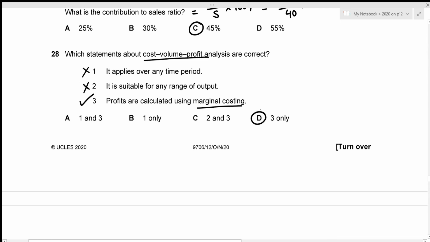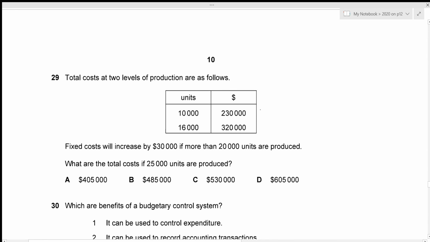Now we can move towards question number 29. Two costs at two levels of production are as follows. So we're given 10,000 units and 16,000 units and their corresponding costs. Fixed costs will increase by 30,000 if more than 20,000 units are produced. And we need to figure out the total cost if 25,000 units are produced, which means that we require the variable cost as well as the fixed cost. And we can figure it out by creating two equations by this information.